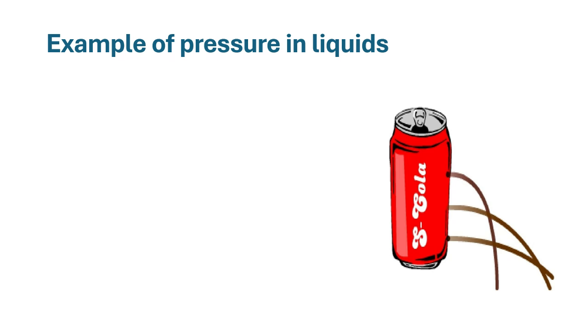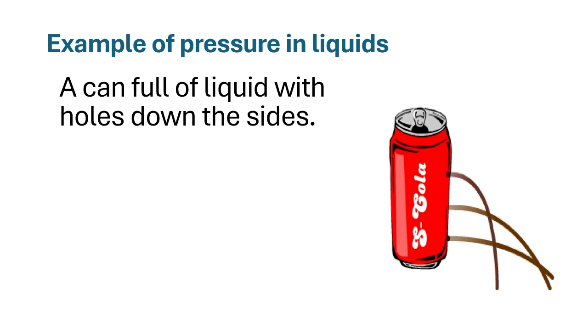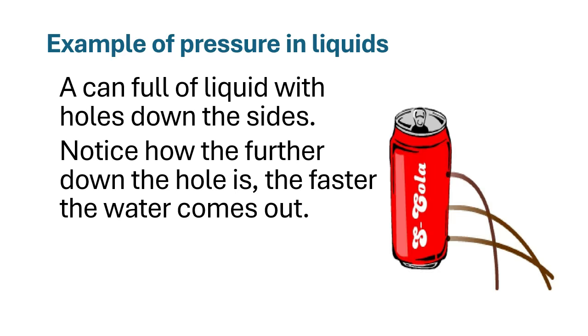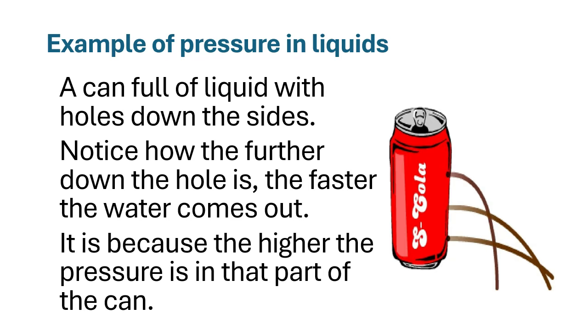Now, here is an example of pressure in liquids. A can full of liquid with holes down the sides is illustrated here. Notice how the further down the hole is, the faster the water comes out. It is because the pressure is higher in that part of the can. It means that the further down the hole is, the higher the pressure.